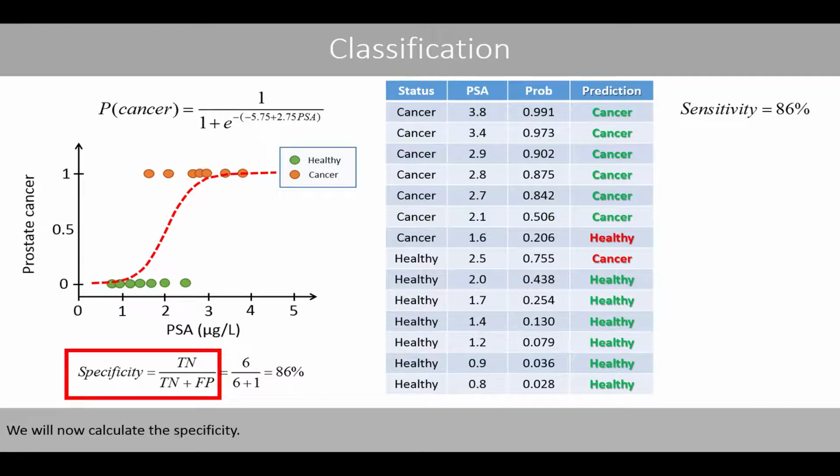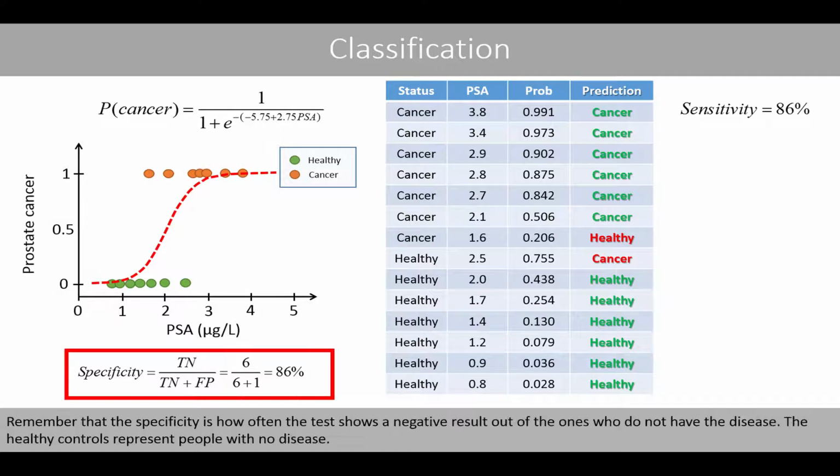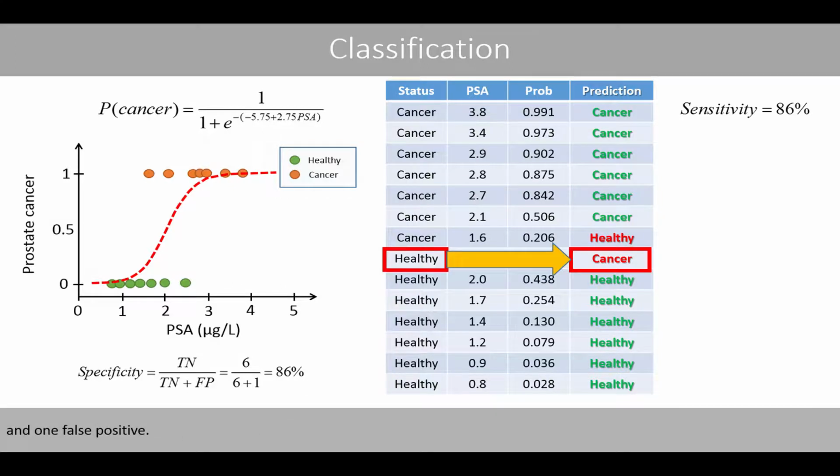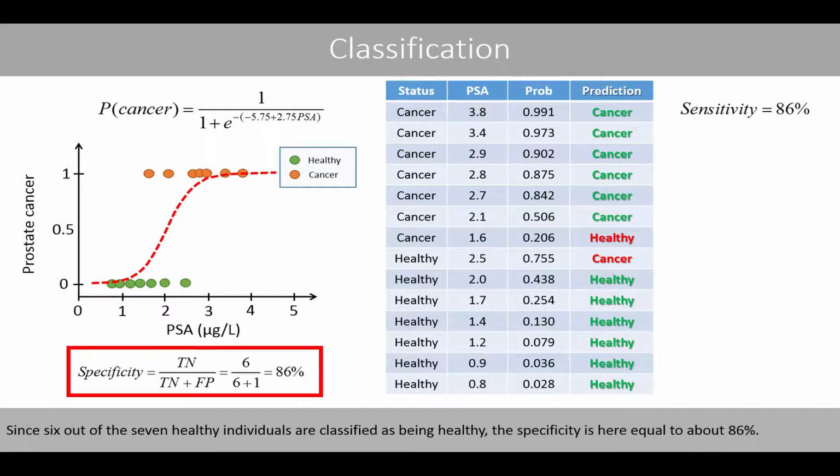We'll now calculate the specificity. Remember that the specificity is how often the test shows a negative result out of the ones who do not have the disease. The healthy controls represent people with no disease. We see that we have 6 true negatives and 1 false positive. Since 6 out of the 7 healthy individuals are classified as being healthy, the specificity is here equal to about 86%.